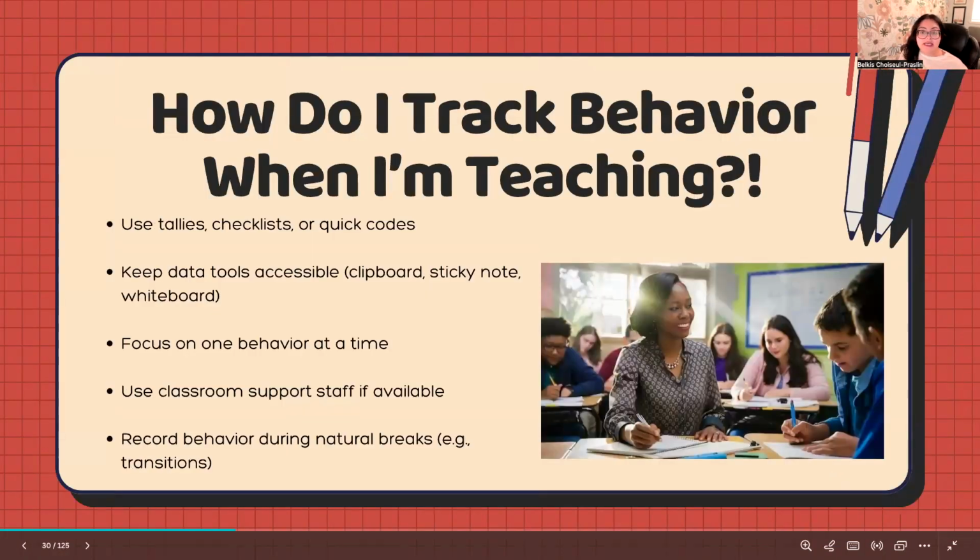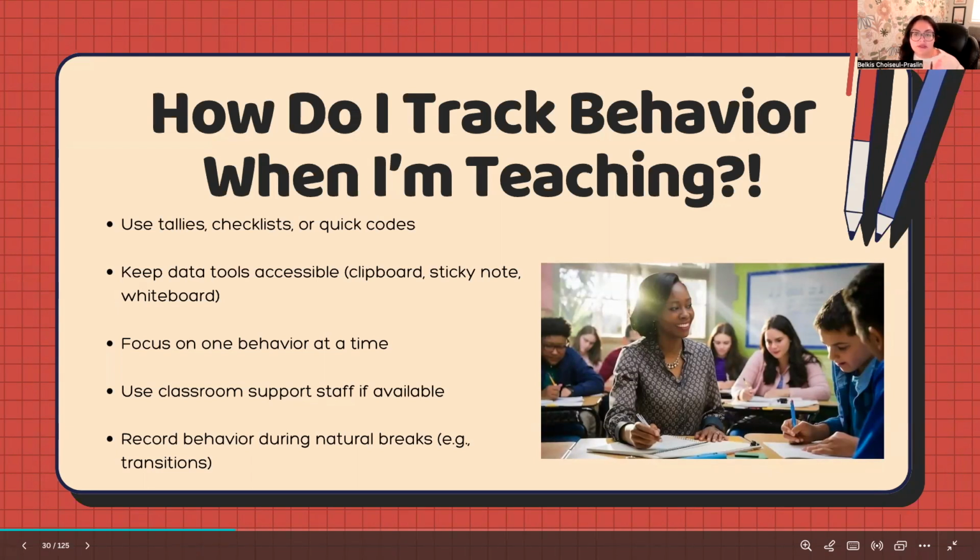If you've been wondering, how am I supposed to observe and track behavior when I'm literally running an entire classroom? Or if you have tried in the past and were not immediately successful, please know that that's a common question and experience. The big secret here is that you don't and shouldn't need to track everything at the exact same time. You just need to track the thing that you're focused on in that moment.